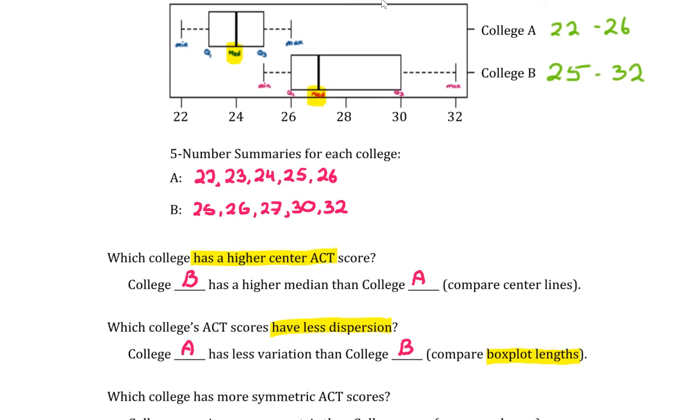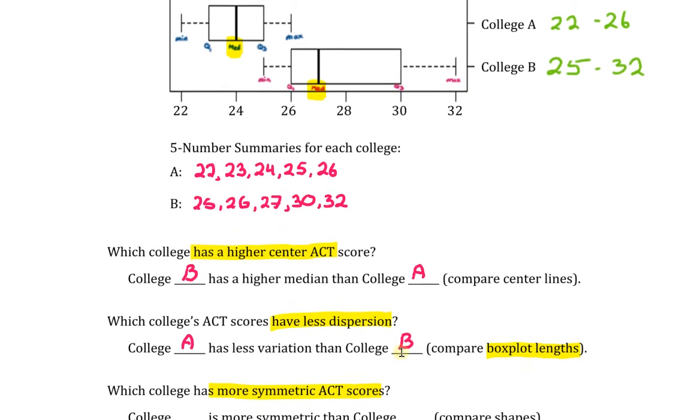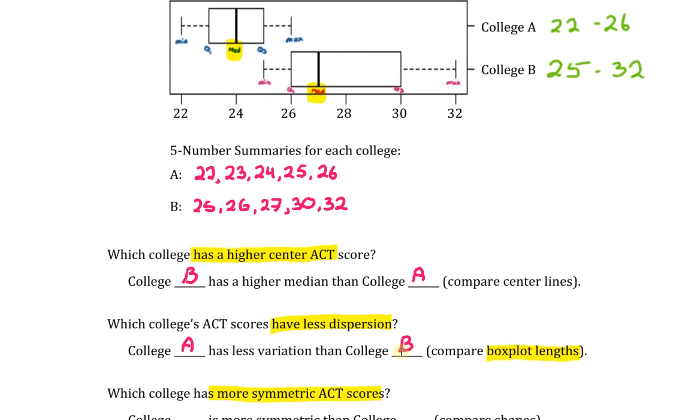Last portion. Which college has a more symmetric ACT score dispersion? Here it might be helpful to look at the overall shape of your box plot, the whiskers, each of the quartiles.